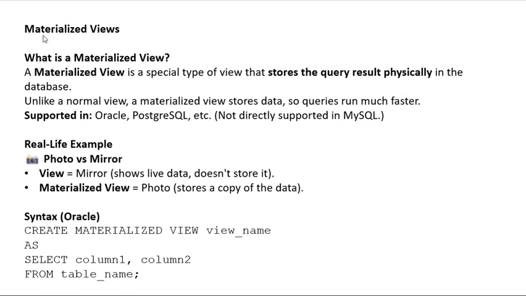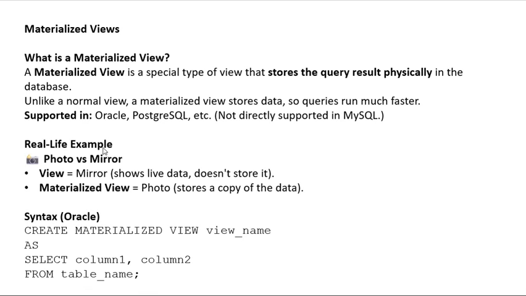The other topic is the materialized view. What is a materialized view? A materialized view is a special type of view that stores the query result physically in the database. Unlike normal views, the materialized view stores the data, so queries run much faster. It is supported in Oracle, PostgreSQL, etc., and not directly supported in MySQL.